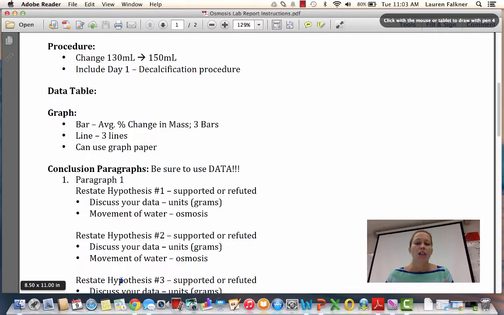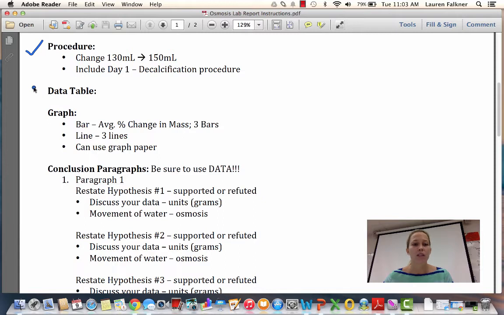because somebody who reads your lab report needs to be able to replicate your experiment, and that involves decalcifying the eggs prior to putting them into the different solutions. So please make sure you include the day 1 procedure as well. So in terms of procedure, that should also be done for as well.